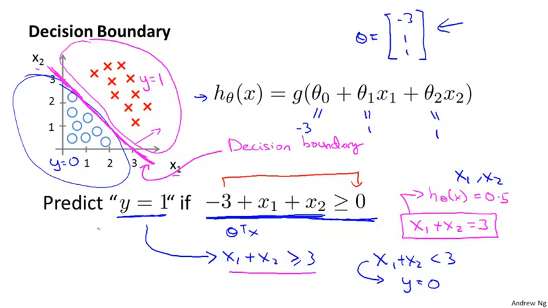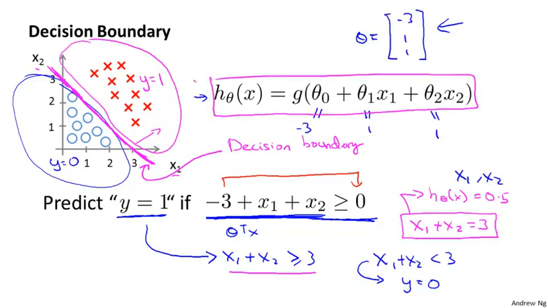And just to be clear, the decision boundary is a property of the hypothesis, including the parameters theta 0, theta 1, theta 2. And in the figure, I drew a training set, I drew a data set in order to help the visualization. But even if we take away the data set, this decision boundary and the region where we predict y equals 1 versus y equals 0, that's a property of the hypothesis and of the parameters of the hypothesis, and not a property of the data set.